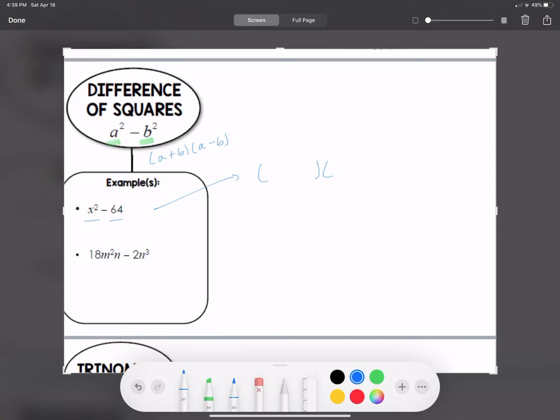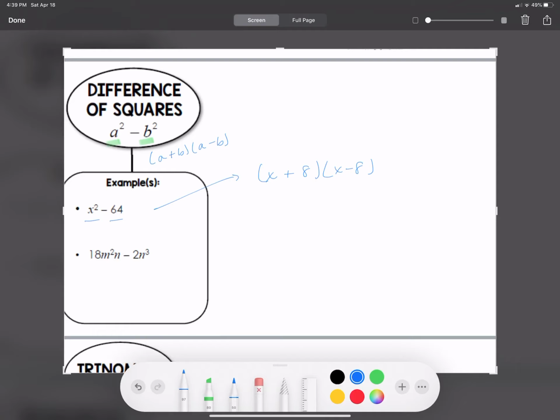So I'm going to ask myself, what is the square root of x squared? Square root of x squared is x. And what is the square root of 64? Square root of 64 is 8. And I'm going to separate those by a plus and a minus sign. So this can be factored into x plus 8 times x minus 8.